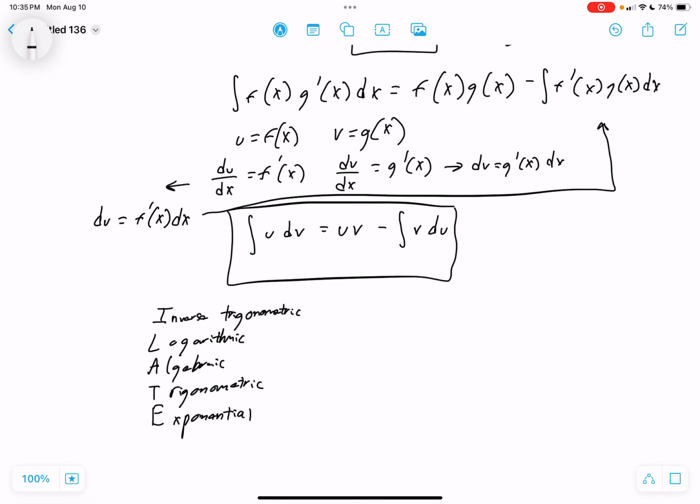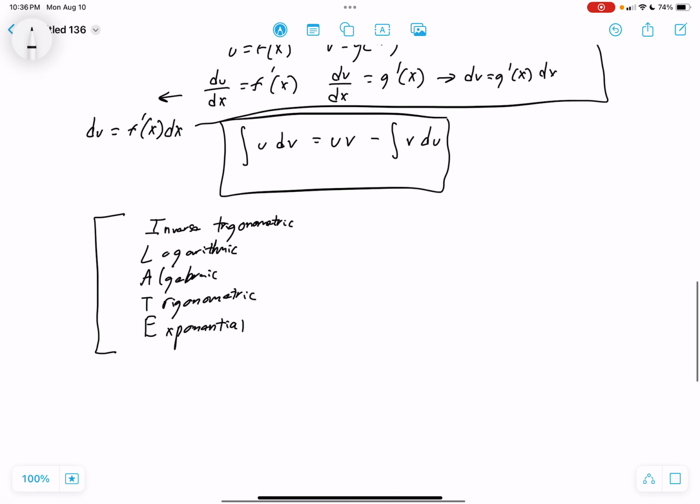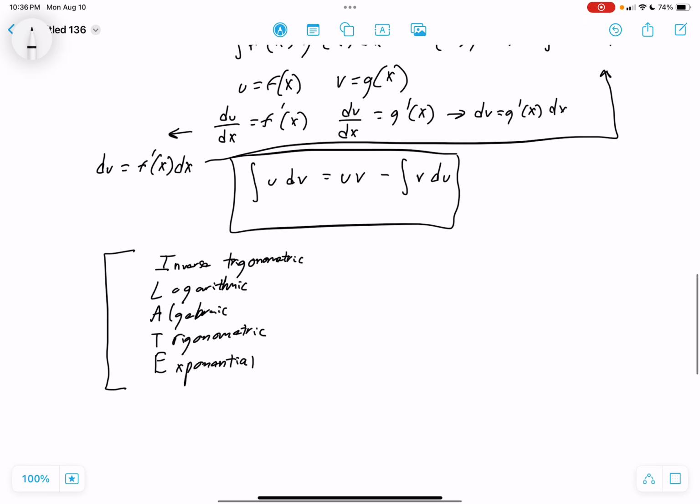Basically what this is saying is inverse trigonometric functions take priority over everything in determining u. Now, this is only a tool. This is not a definite list. So 99% of the time you will use this ILATE rule, but sometimes it could be different. So let's go into some examples.